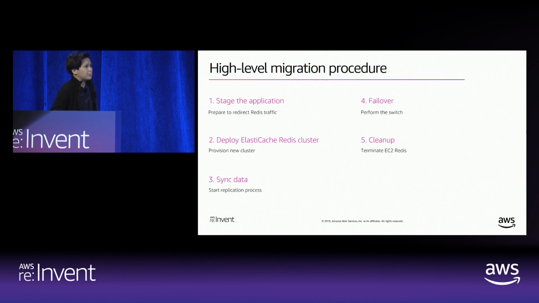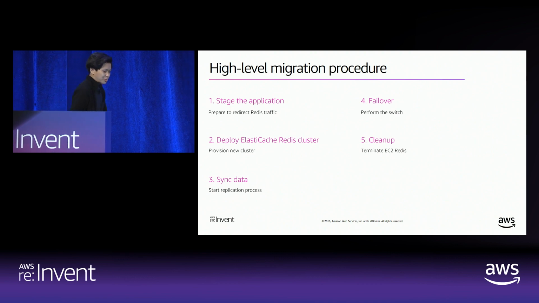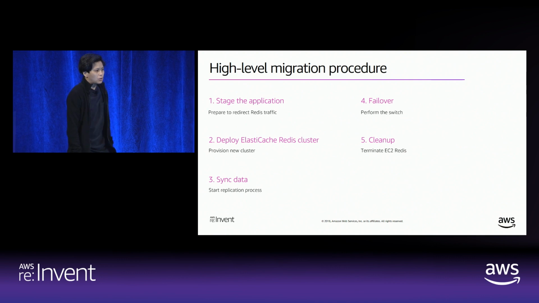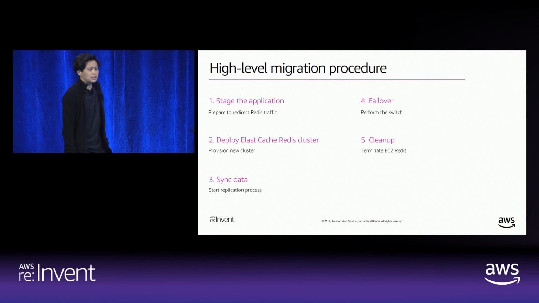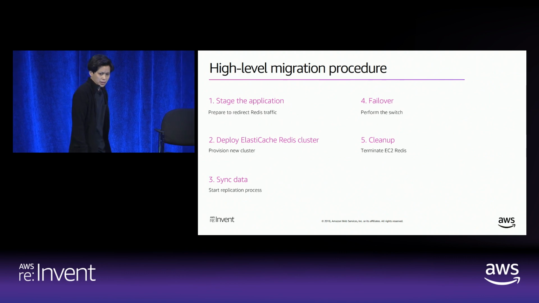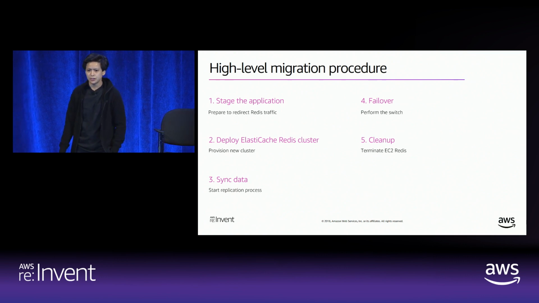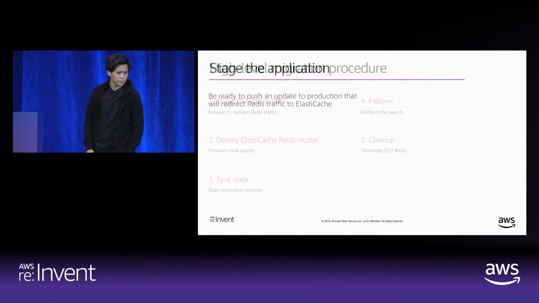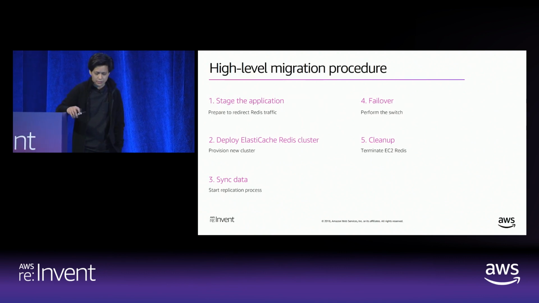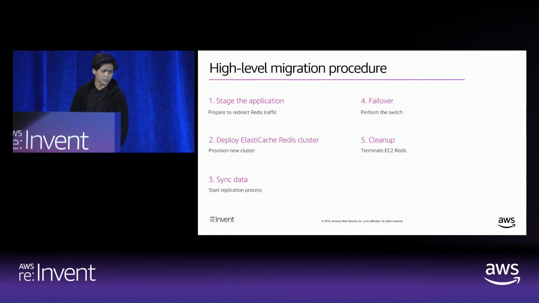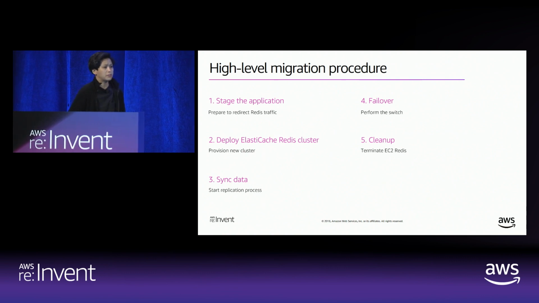How did we do that? This is the very difficult part that the ElastiCache team helped us with. We did a lot of testing first, a ton of testing, not only to test that the migration procedure worked, but benchmarking, network throughput, and all of these things. So first, we had to stage the application. So prepare to redirect Redis traffic from EC2 Redis to ElastiCache Redis. We'll go over all of these steps in detail.